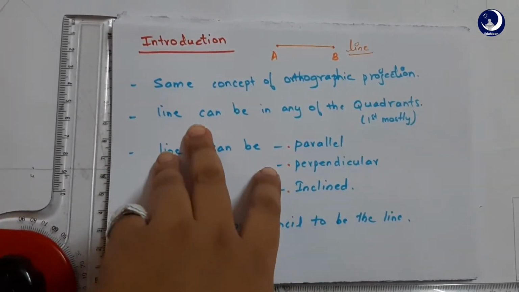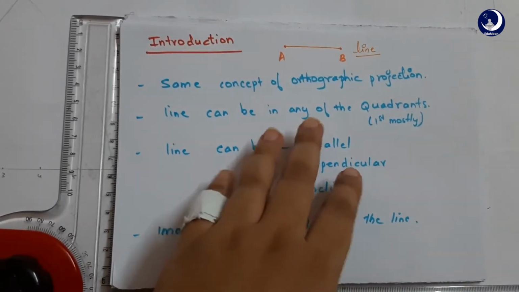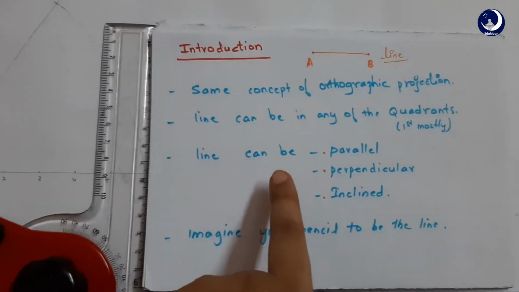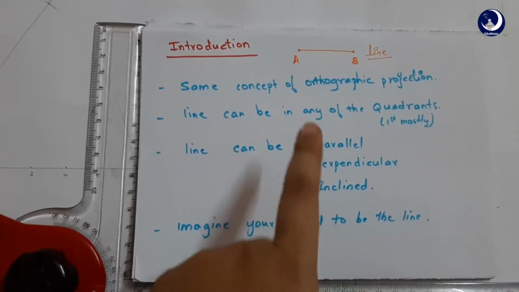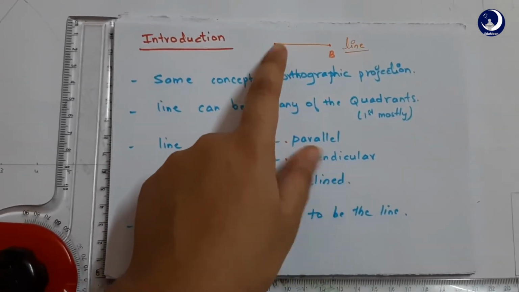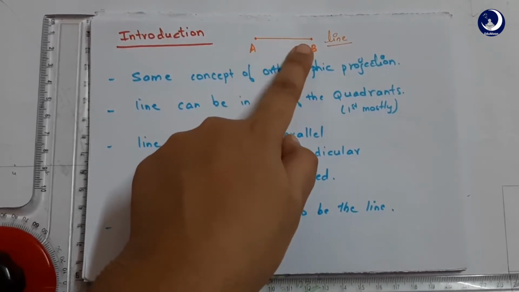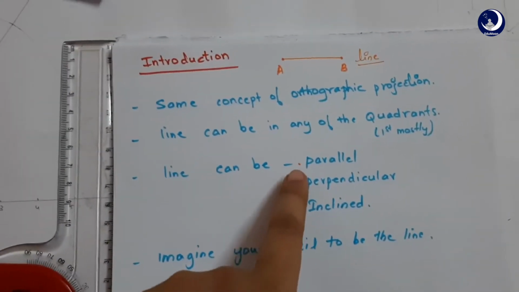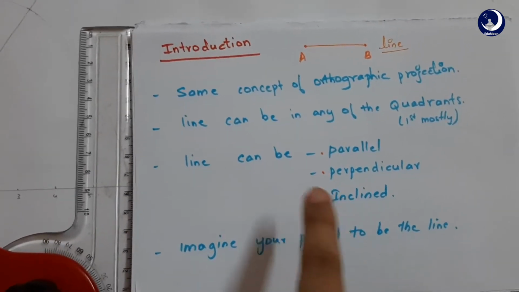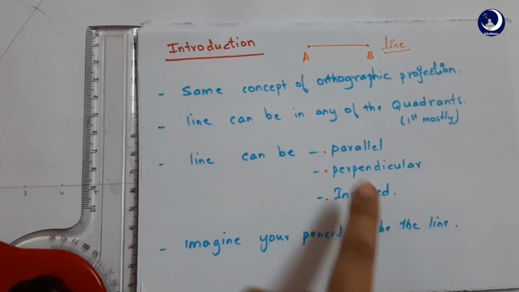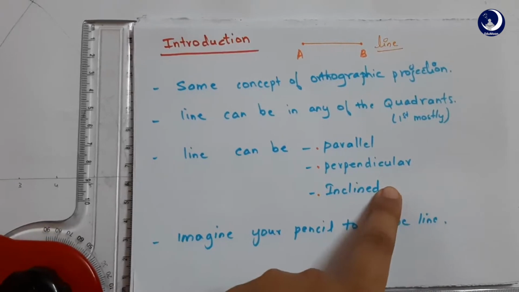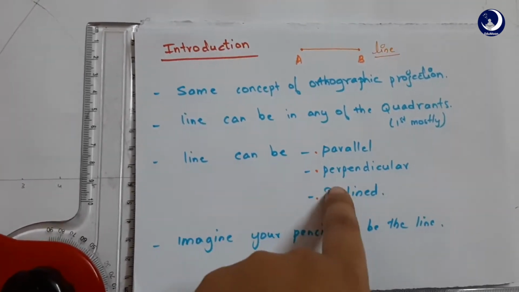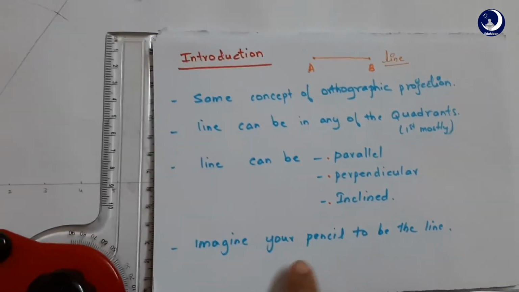The line can be placed in any of the 4 quadrants, similar to how we placed the point in any of the 4 quadrants. But the thing is, as we know, a line is joining 2 points. So that is called the line segment. So here you will get more cases. For example, the line can be parallel to the planes. The line can be perpendicular to the planes. The line can also be inclined to the planes. So there can be a variety of questions that can be asked.